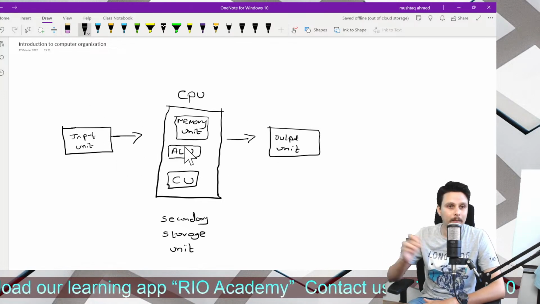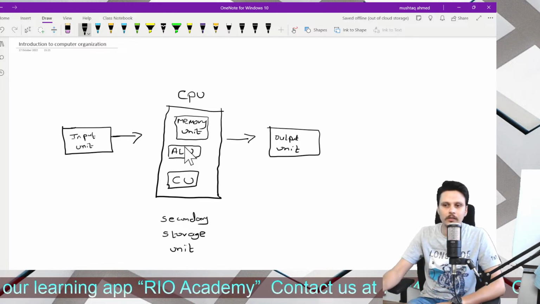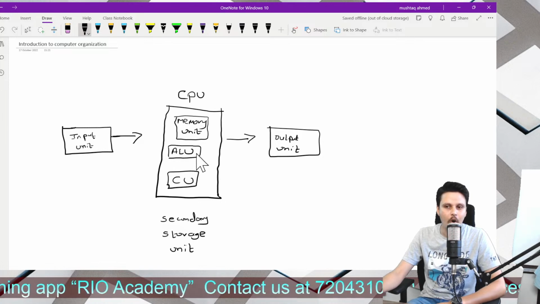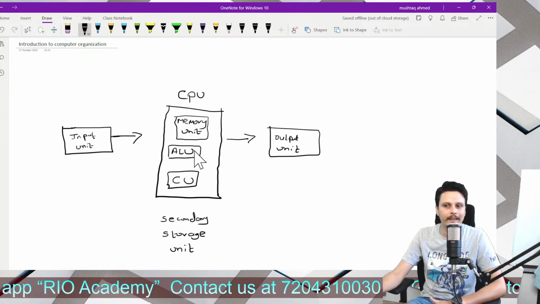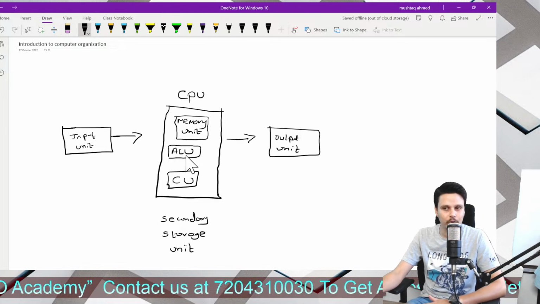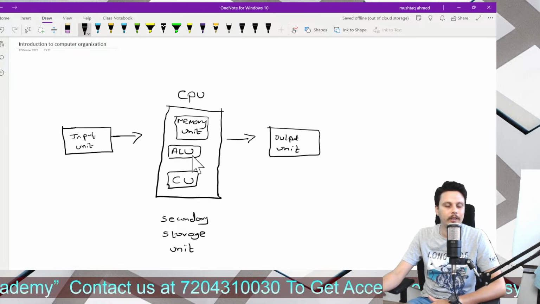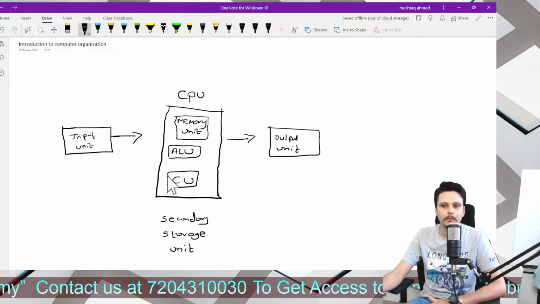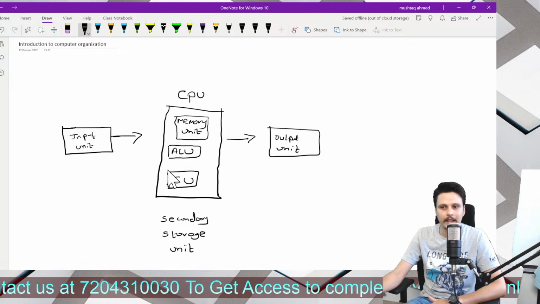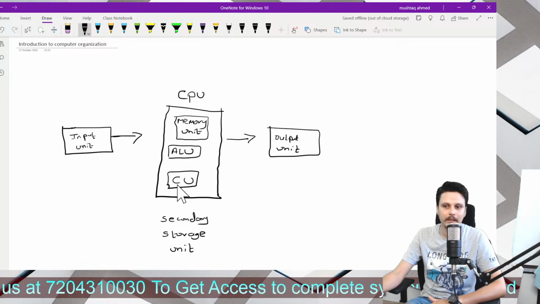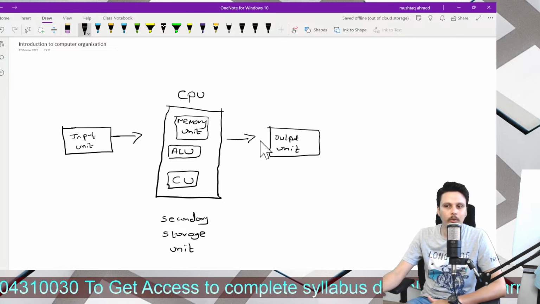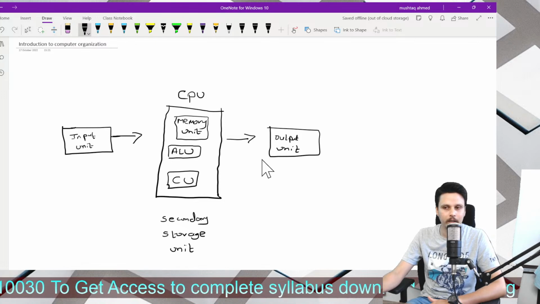What do you mean by arithmetic and logic unit? This is the unit where all the arithmetic and logical calculations happen. All the arithmetic and logical calculations happen in the ALU. The third one is the control unit. As the name specifies, control means it controls the transfer of data from one unit to another unit.